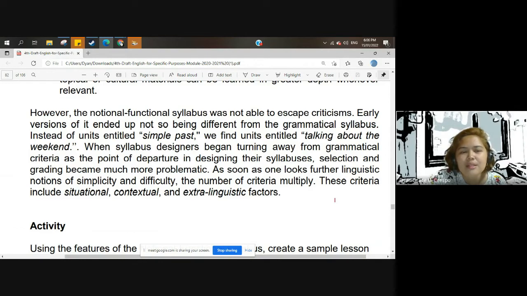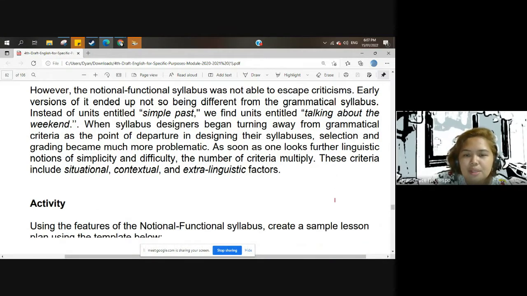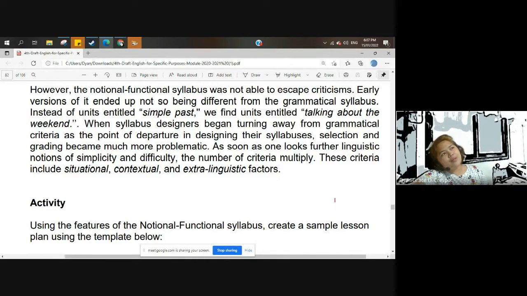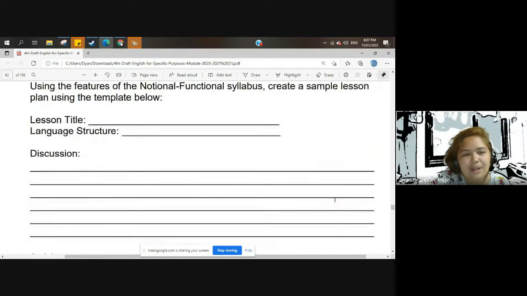Instead of units entitled Simple Past, you find units entitled Talking About the Weekend. When syllabus designers began turning away from grammatical criteria as the point of departure in designing their syllabus, selection and grading became much more problematic. Kasi nung pag grammar lang, madali siyang gradean. Tama, mali, tama yung form. Pero when it comes to this one, medyo output based kasi siya. So it's really hard. Okay?